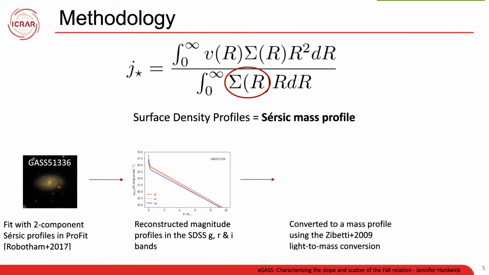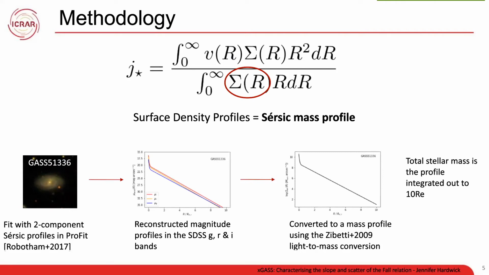We then use these to reconstruct a mass profile using the Zibetti mass-to-light conversion, or light-to-mass conversion, and that's what we use for our surface density profiles. The other component of the full relation is also the total stellar mass. So for this, we integrate the mass profile out to 10 R_e to determine a total stellar mass.